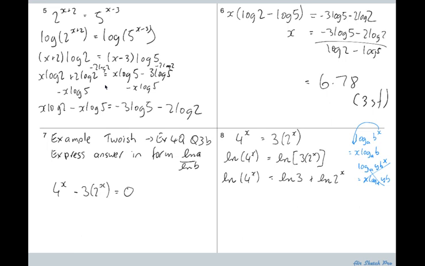So I can't just bring down the x straight away because this is a compound term. It's made up of a bunch of things. But now I've got it split. I can now say that's equal to x natural log 4, and we've got ln 3 plus x ln 2. So I can now bring down the x because it was in exactly the right format.